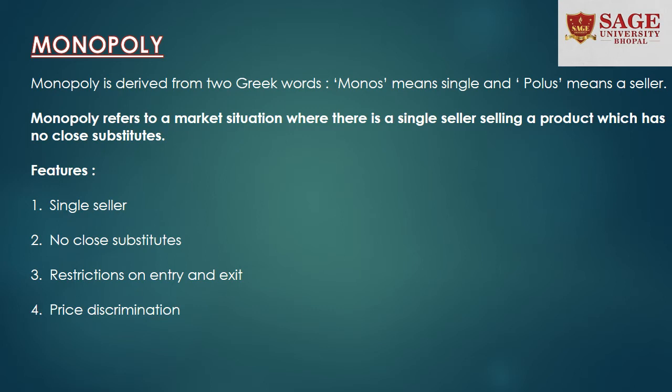Price discrimination. A monopolist may charge different prices for his product from different sets of customers at the same time. It is known as price discrimination. Price maker. In case of monopoly, firm and industry are one and the same thing. So, firm has complete control over the industry output. As a result, monopolist is a price maker and fixes its own price. It can influence the market price by changing the supply of the product.